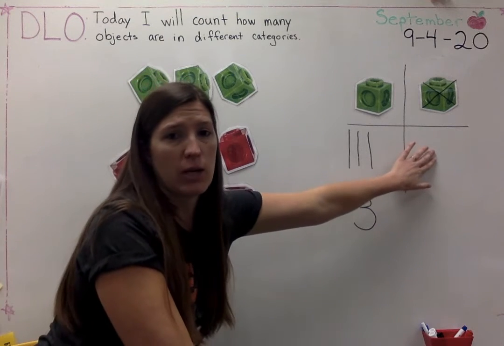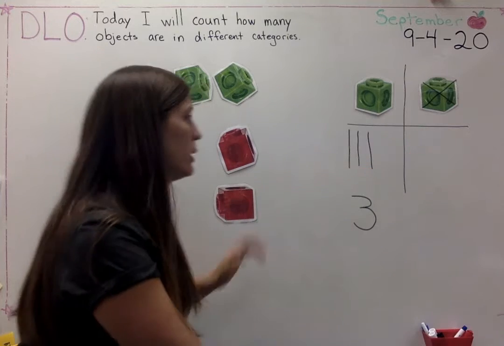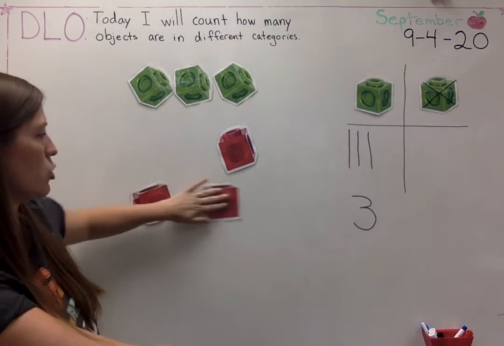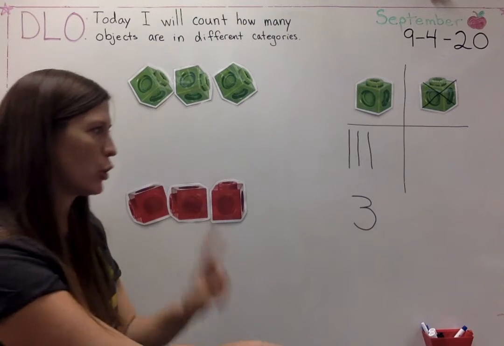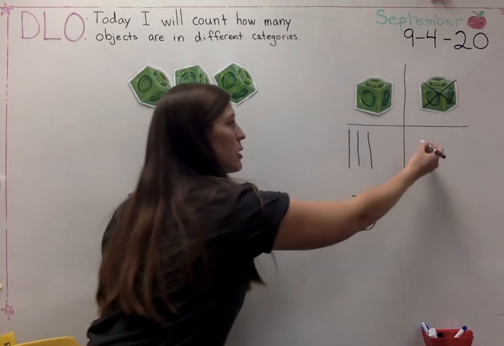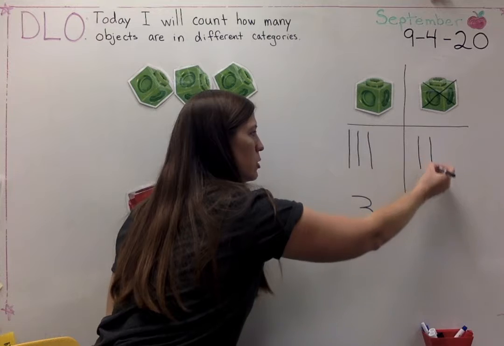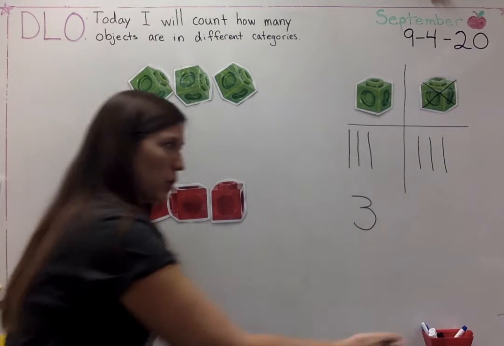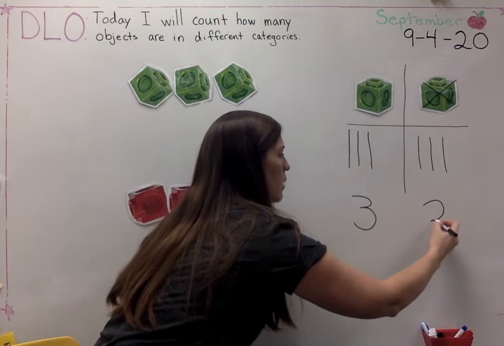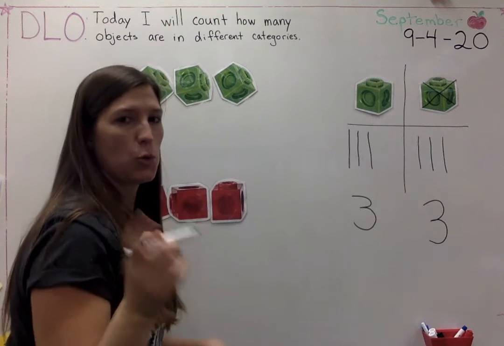Now we need to count how many are not green. 1, 2, 3. We also have 3 that are not green. I'm going to make tally marks. 1, 2, 3. Now I'm going to write the number, 3. Around the tree, around the tree. That's the way you make a 3.